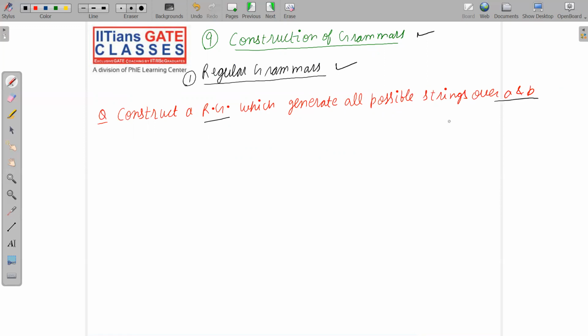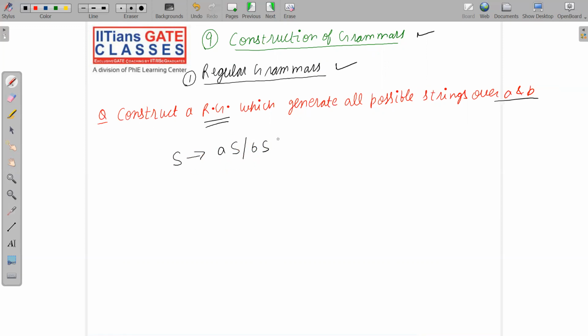We want to generate all possible strings over a and b. So how to construct this regular grammar? Since this is your first question, let me introduce you to some basic facts. See, if I write S implies aS, by now you have guessed what that means: we can produce any number of a's. Now we want to produce b's also, so we will write bS. So S implies aS, bS means we can make any number of a's, any number of b's, and so on.